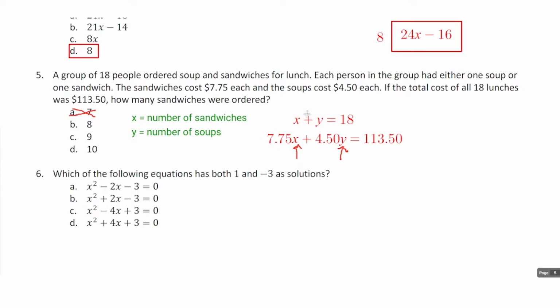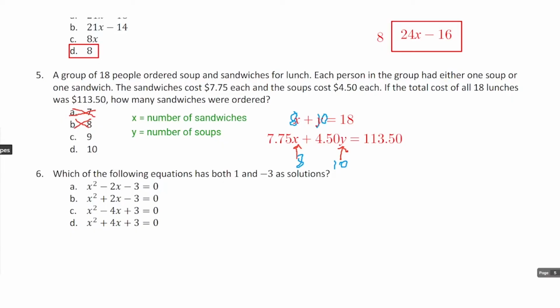We'll let x be 8 for this second guess. If x is 8, then y would need to be 10 in order for them to add up to 18. I'm going to put 8 here, and I'm going to put 10 here. Let's see if that works. $7.75 times 8 plus $4.50 times 10. And that one equals $107. So it's not going to be B.